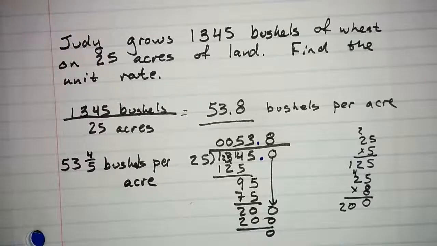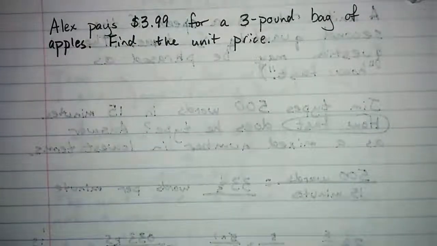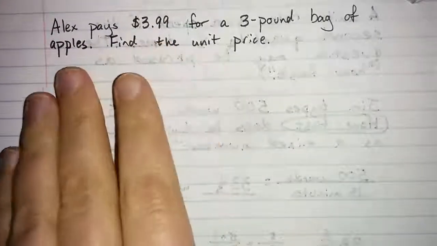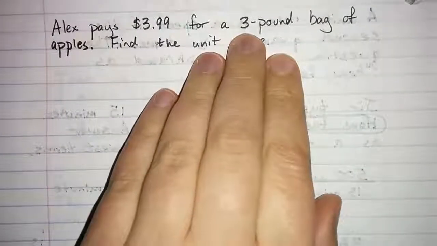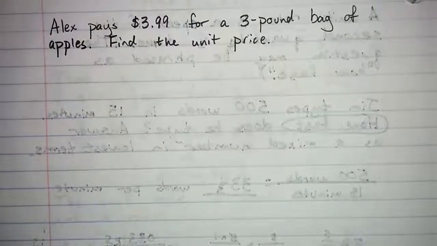Okay, now I'm going to ask you to find a unit price. Suppose that Alex pays $3.99 for a 3-pound bag of apples. Find the unit price. Pause the video and try this now. One thing that might have been slightly confusing in this problem is you might have thought we wanted to know how much did he pay per apple, but of course we don't know how many apples he got, only how many pounds of apples he got. Your answer should have been a price per pound. If you didn't catch that, pause the video again and try to finish the problem.